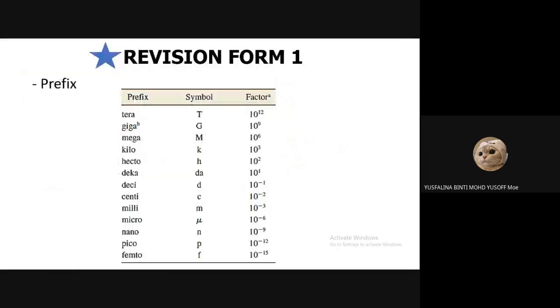So we do a little revision from form 1. I hope you remember about the prefixes, right? Tera, giga, mega, kilo, hecto, deca, deci, centi, milli, micro, nano, pico, femto. Actually, the one that you have to remember is until pico. Tera is 10 power of 12, giga 10 power of 9, mega 10 power of 6. This one you have to remember because sometimes they ask you to change the unit.